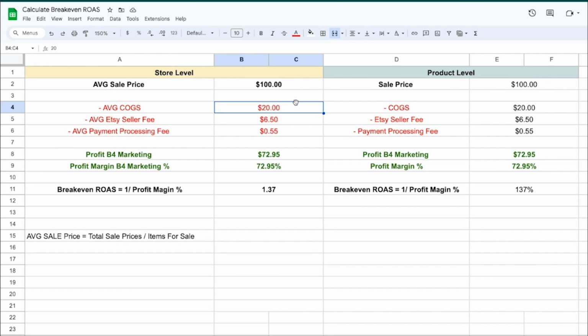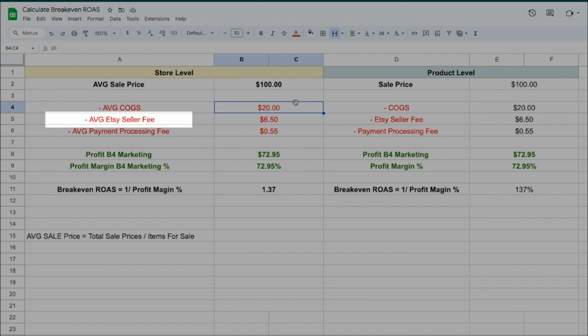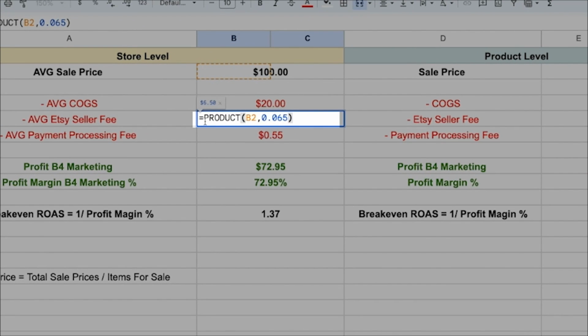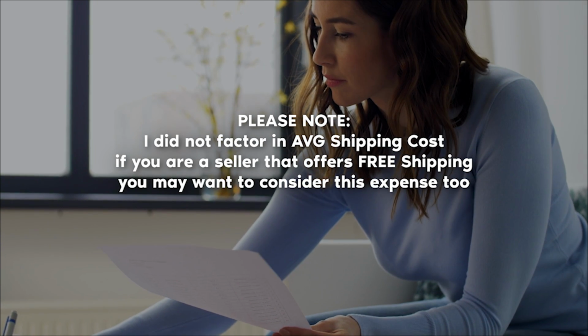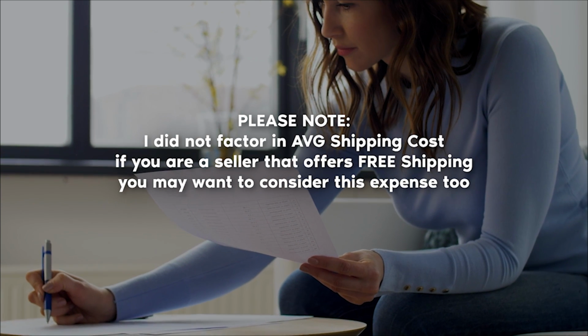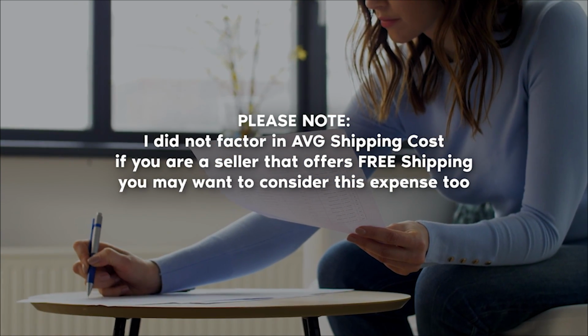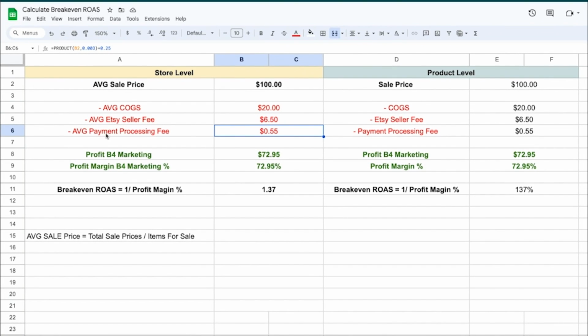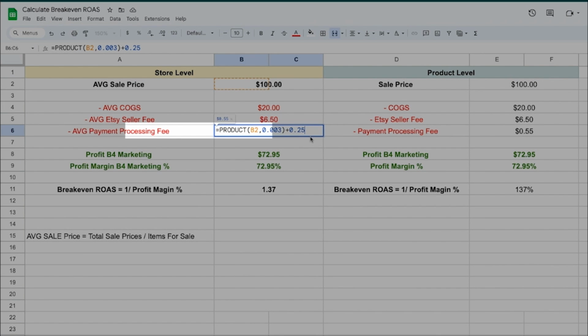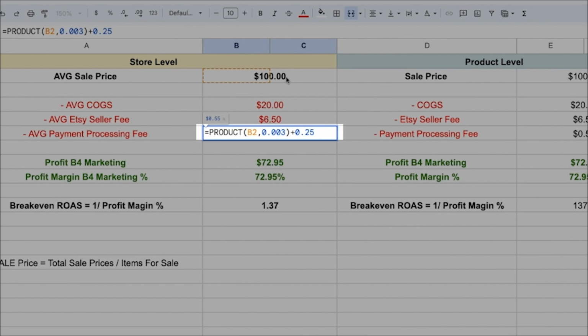Then we have our average seller fee, which is going to be 6.5%. So it's the product of your average sale price times 6.5%. That's why I have that there. And then we have our average payment processing fee, which, again, is the product of your average sale price times 3% plus 25 cents per transaction. So that's going to give us that.